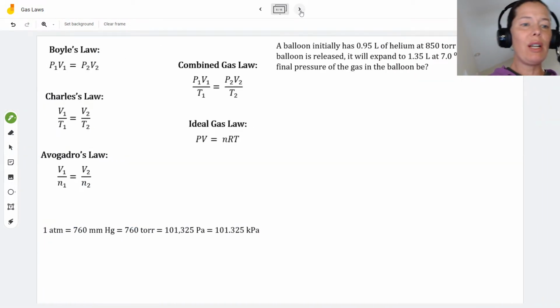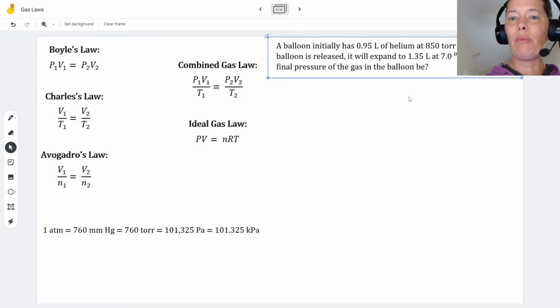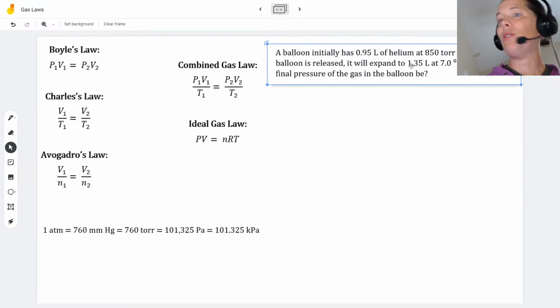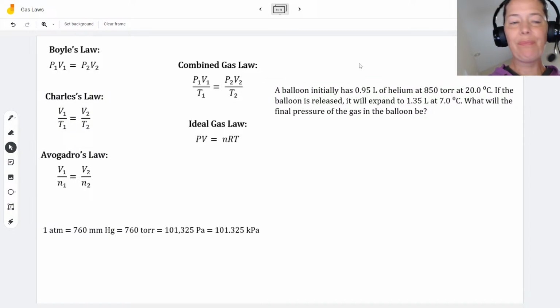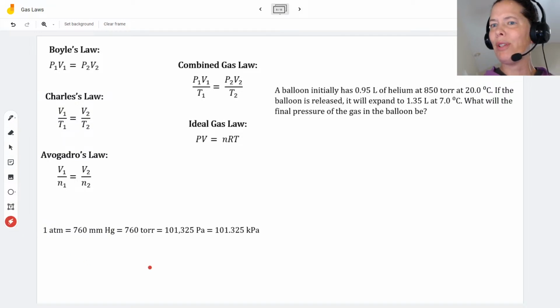So let's go on to our next one, and again, let's get this in a place that you guys can read it. There we go. All right, we've got another balloon. You'll notice in gas laws there are a lot of pistons and balloons.